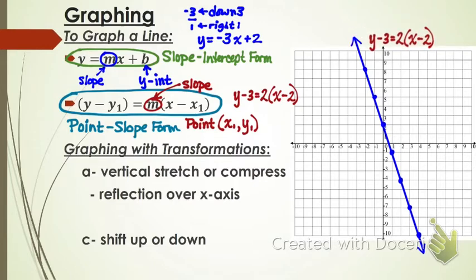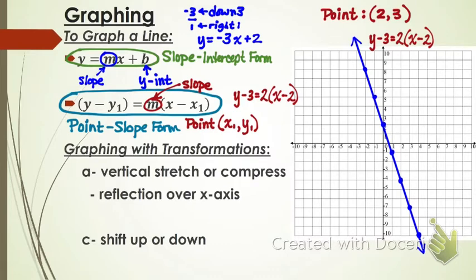Can you guys help me figure out the point that would be on this line? What point would we be identifying? 2, 3. X part of the ordered pair first, so I look in the parentheses with the x, and it's going to be the opposite of what I see, because I would have to take those parentheses and set them equal to 0 to find the x value. That's why your sign is switching. Same thing on the y side. So I know the point 2, 3 is on my line.